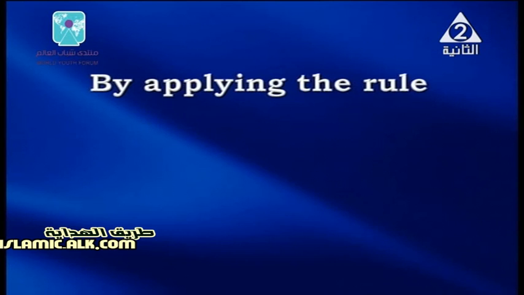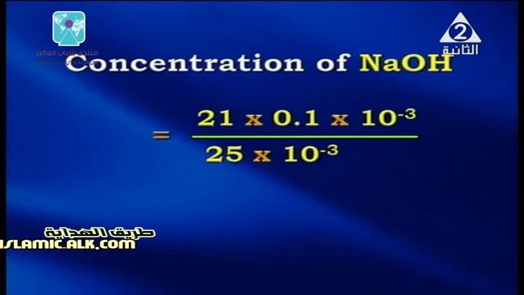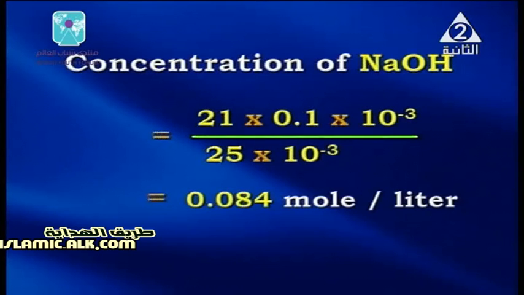So by applying the rule, 0.1 times 21 times 10 to the power negative 3 equals M times 25 times 10 to the power negative 3. So the concentration of sodium hydroxide equals 21 times 0.1 times 10 to the power negative 3 over 25 times 10 to the power negative 3, which equals 0.084 mole per liter, or molar.